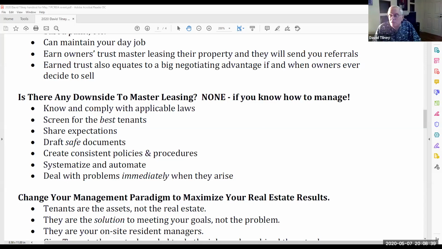Earned trust equates to big negotiating advantage if and when they want to sell. The simplest negotiation I found when they were selling, in many cases, I'll just give you an example. Let's say the house is, give or take, a $100,000 house. Nowadays that would be a $300,000 house in my town, but let's say it's 100. I would send comps to the owner when they said they wanted to sell, from, let's say, 50,000 to 500,000. I'd give them the whole thing.